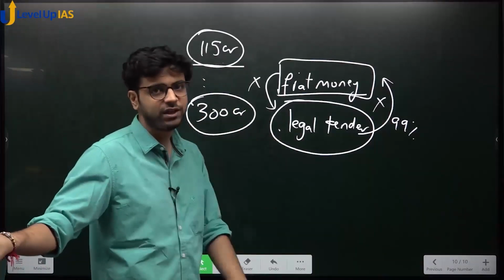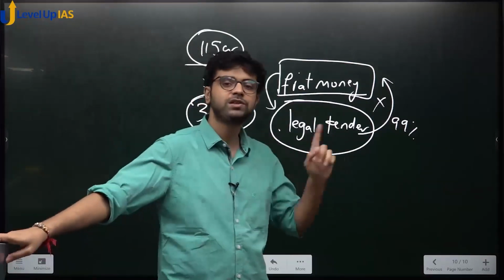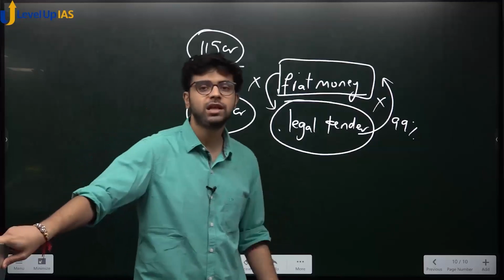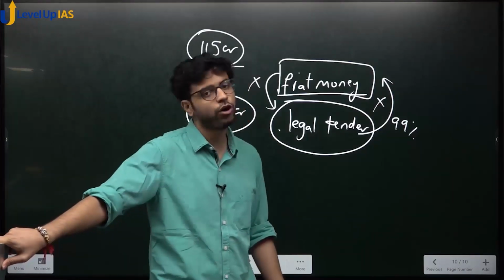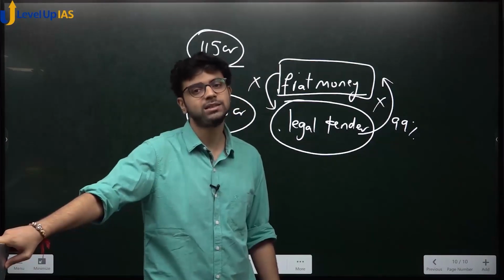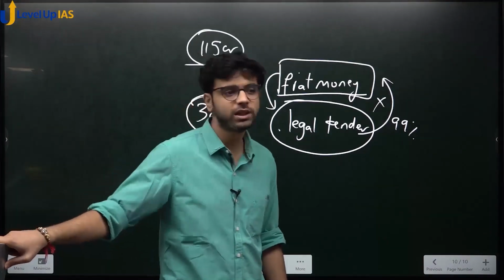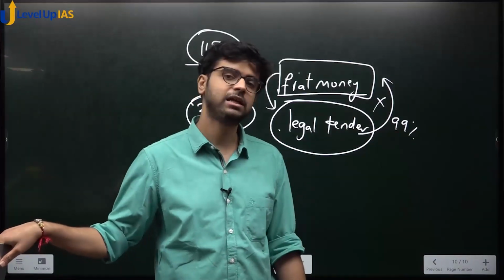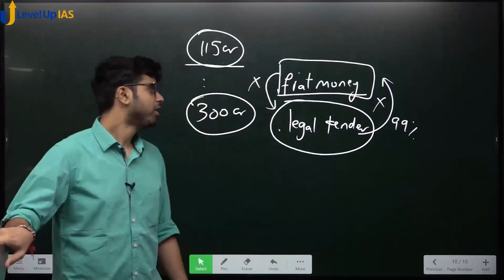Only one-liner definitions you should know. Fiat money is money which is not backed by any reserves. Legal tender is the money which the receiver is legally bound to accept, which he cannot refuse. Okay? Now you can apply your brain and you can apply this test to any currency, any way of payment which you think is possible. And then you can say whether it is legal tender money or fiat money.